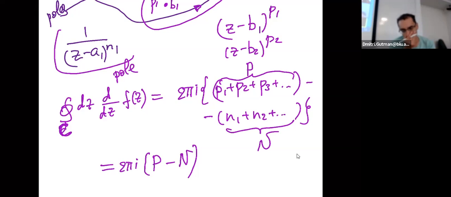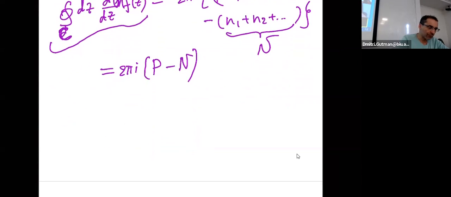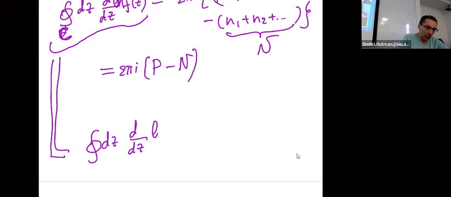So this number is the sum of the zeros minus the sum of the poles. Now, let us discuss the left-hand side of this equation. Integral over dz of, sorry, I forgot the most important thing, the logarithm. If I look at the left-hand side of this equation, what is it equal to? So let me write it again. It's an integral over dz, d over dz logarithm of f of z.